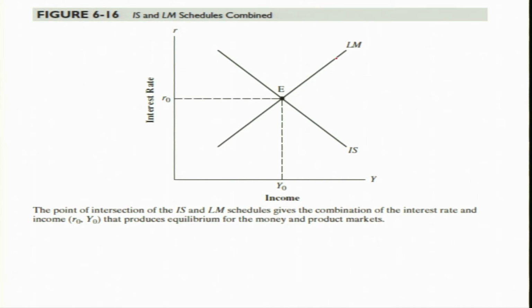That means the LM curve and the IS curve, and this is the equilibrium position. At this position you can see that both the product market, that means the IS curve, and the money market are in equilibrium, and the equilibrium level of rate of interest is R naught and the equilibrium level of income is Y naught. So at R naught and Y naught, both the product market and money market are in equilibrium.